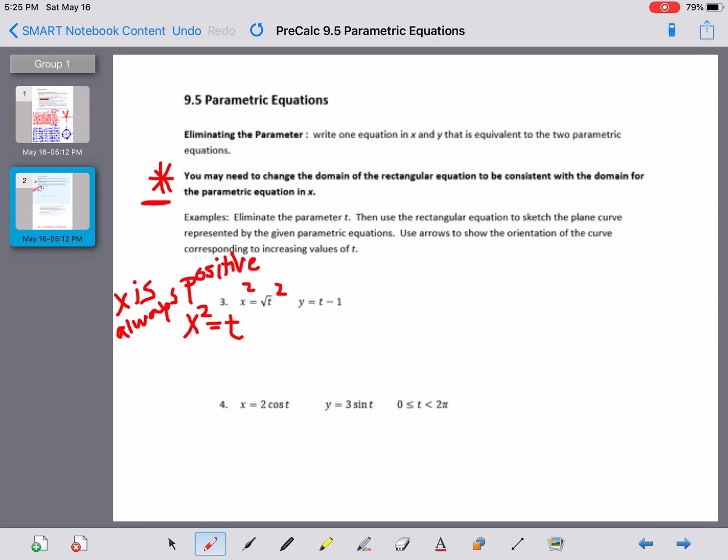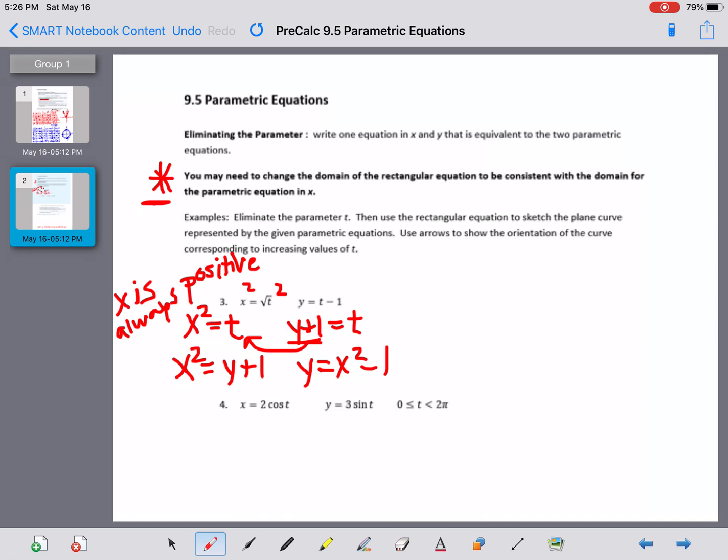My second equation, I have y equals t minus 1. I want t by itself, so I'm going to add that 1 to the other side, and I get t equals y plus 1. Now that I have t by itself in each one, I can just substitute. I get x squared equals y plus 1. If I want to make this look like a function, I can see it's looking like a parabola. I'm going to subtract my 1 and get y equals x squared minus 1. I prefer that for a function.